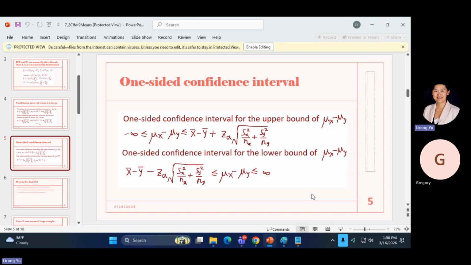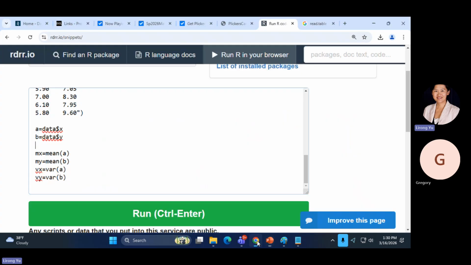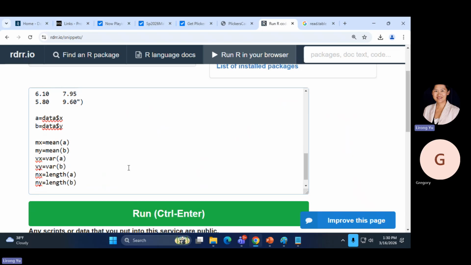Are we okay? So we're going to apply this formula to construct the upper bound of the interval, which is only a single number. Now for the sample size, let's call that NX, the sample size for X, as the length function of the A or the X data, and the sample size for Y, that's the B data. So now we have six numbers. Now we need a Z.